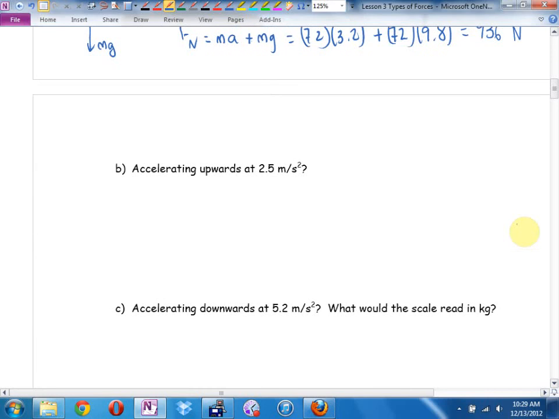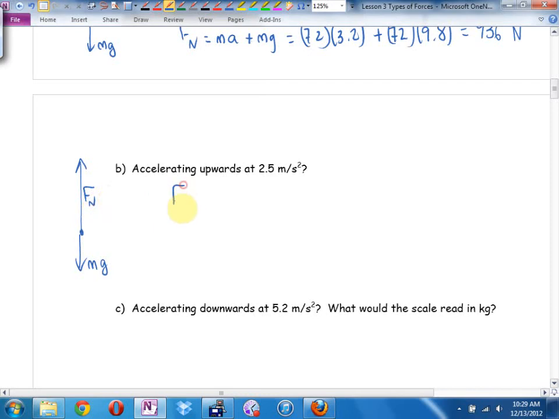B. Accelerating upwards at 2.5 meters per second squared. This is a job for a free body diagram. What are the forces acting on this person? Get the obvious one. Gravity. Now I use Newton's laws. Is this person in free fall? Nope. In fact, it says they're accelerating upwards, which means there must be a winning force up. What? The ground, the scale, the normal force, the surface pushing back against him.